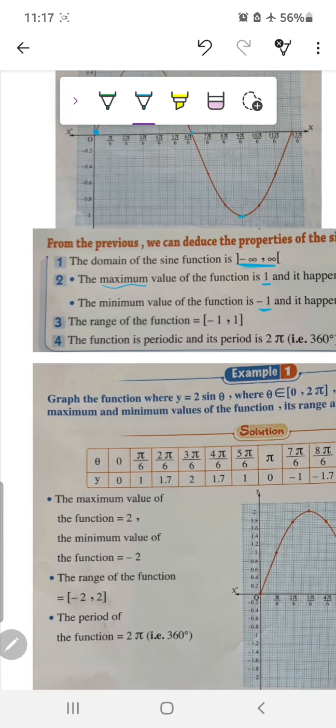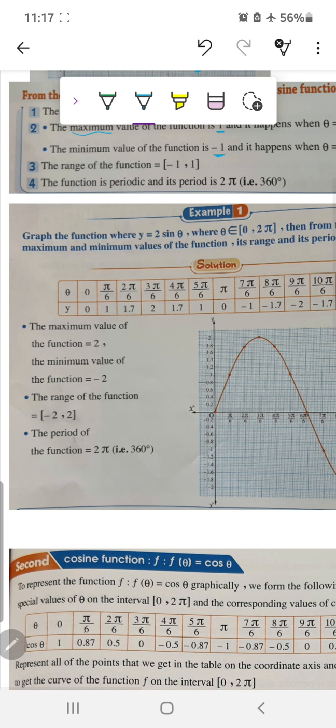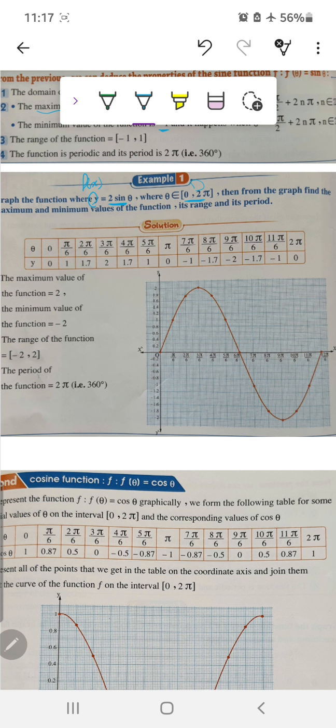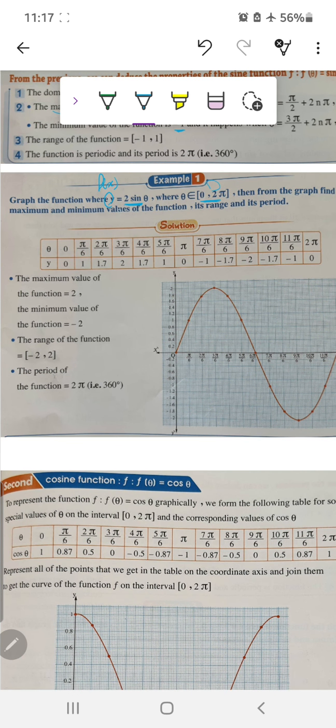Okay, we have some examples. Number 1, graph y which is f of x. Okay, f of x equals 2 sine theta and theta belongs to 0 to 2 pi, so its domain is 0 to 2 pi. Okay, as we said we have here a maximum value and a minimum value. Here the coefficient of sine theta is 2, so the range will be -2 to 2. So we have a maximum value of 2 and a minimum value of -2. Okay, and the period of the function is 2 pi which is 360.